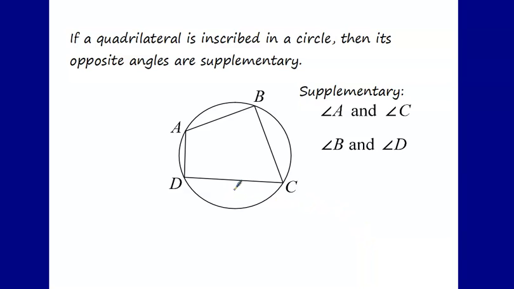If you have a quadrilateral that's inscribed in the circle, so remember, inscribed just means it's inside the circle, that the endpoints touch the circle and the shape is inside the circle. The opposite angles are going to be supplementary. So remember, supplementary means that they add to 180 degrees. So in our case here, A and C would add up to 180, and B and D would also be supplementary.